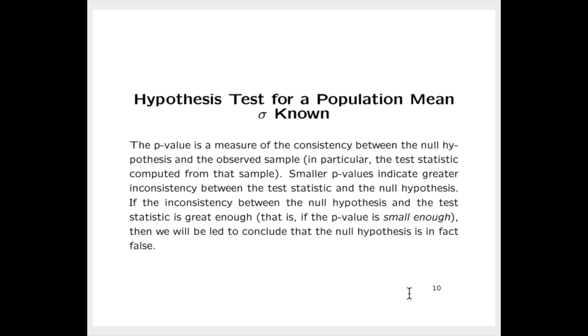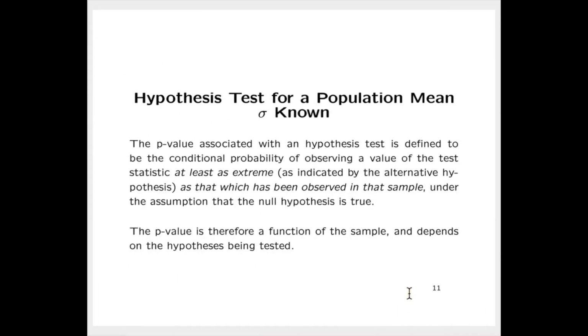Now, we do have to be careful and make sure that we interpret the p-value correctly. All right, it's for whatever reason very easy apparently to interpret the p-value incorrectly. On the next slide, this is where we actually define the p-value. And so the p-value associated with a hypothesis test is defined to be the conditional probability of observing a value of the test statistic at least as extreme as that which has been observed in the sample, computed under the assumption that the null hypothesis is true.